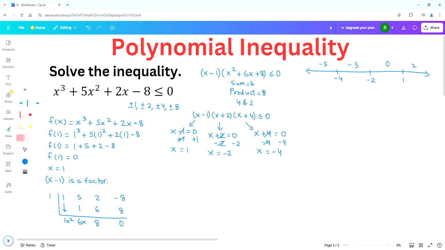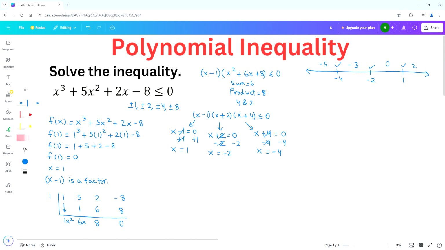At x equals -4, -2 and 1, the inequality is satisfied because these are the x-intercepts for the cubic polynomial. The value of the cubic polynomial is equal to 0 at these x values. Therefore, these three x values, -4, -2 and 1, should be part of the solution for this inequality because we have to find the x values for which the cubic polynomial is less than or equal to 0. Now we can use the test values.